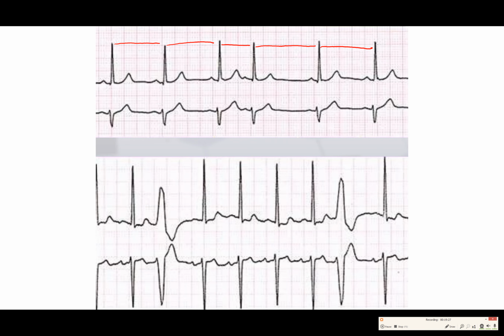So it's not regular, right? It's changing. We don't have enough of a strip to know if it's irregularly irregular, like atrial fibrillation, or if there's some kind of pattern here. But at this point, we can say it is definitely irregular.